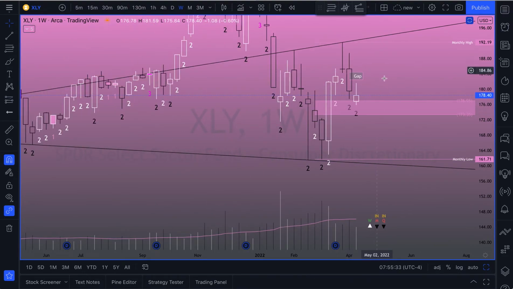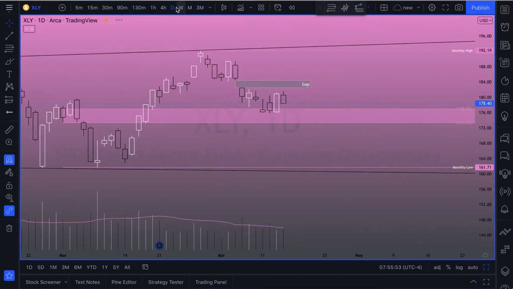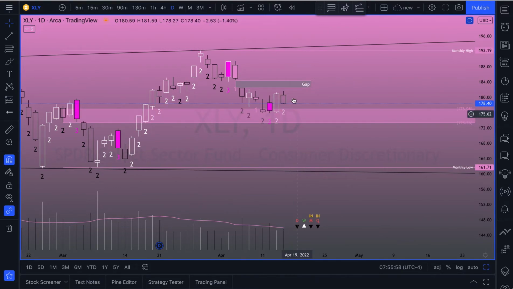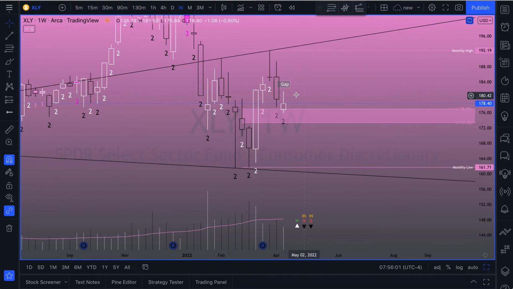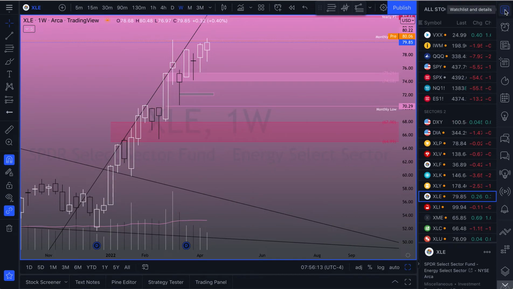XLY. XLY is at the 50% area of this broadening formation, also the monthly 50% area. Let's see if we can get a 2-2 rev back up, fill the gap possibly, and continue higher. If not, then we can potentially come down further. But it's looking okay to bounce. Let's see. Potentially. It needs to hold this level here. But just eyeballing it right here, it don't look that strong neither. XLY is in the middle of the try. We don't want to play the middle of it.